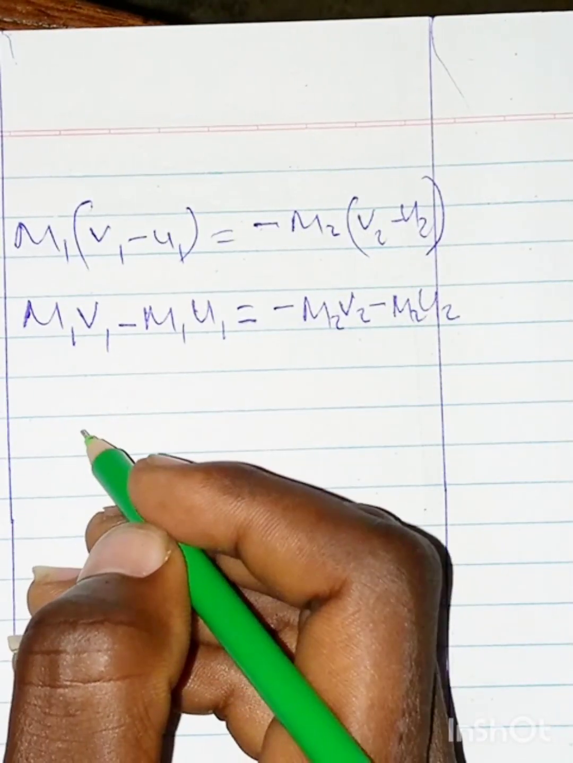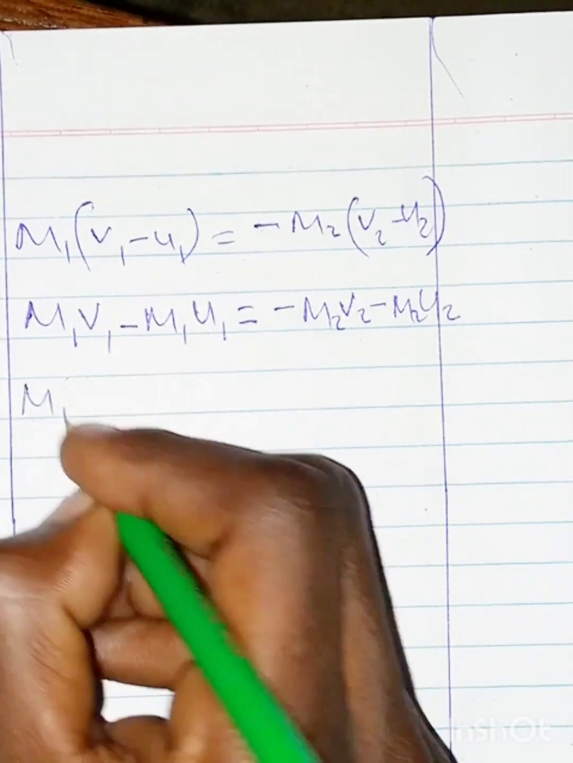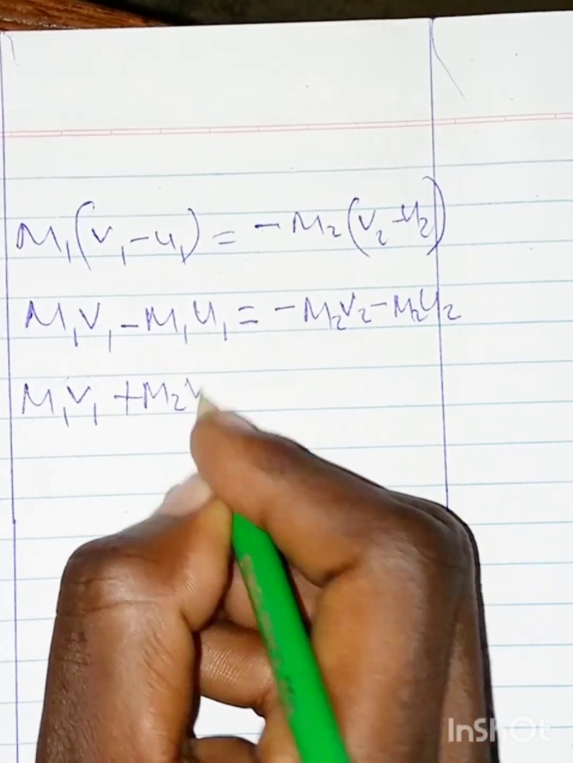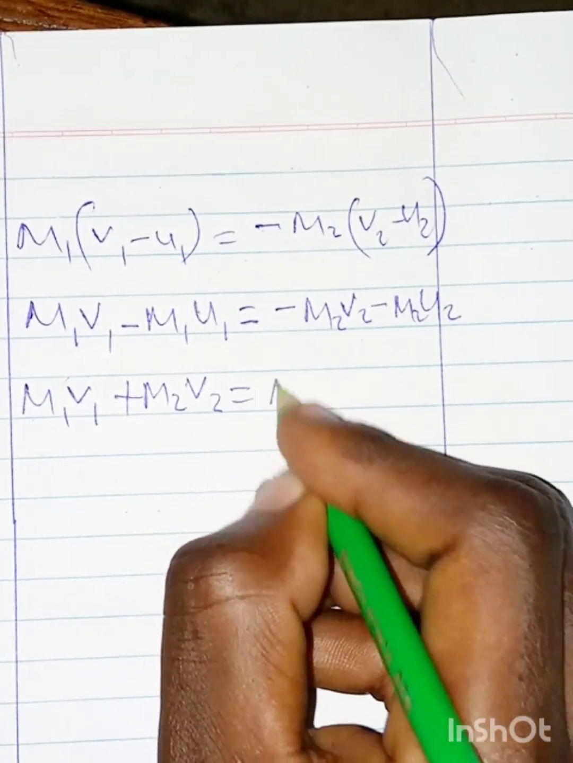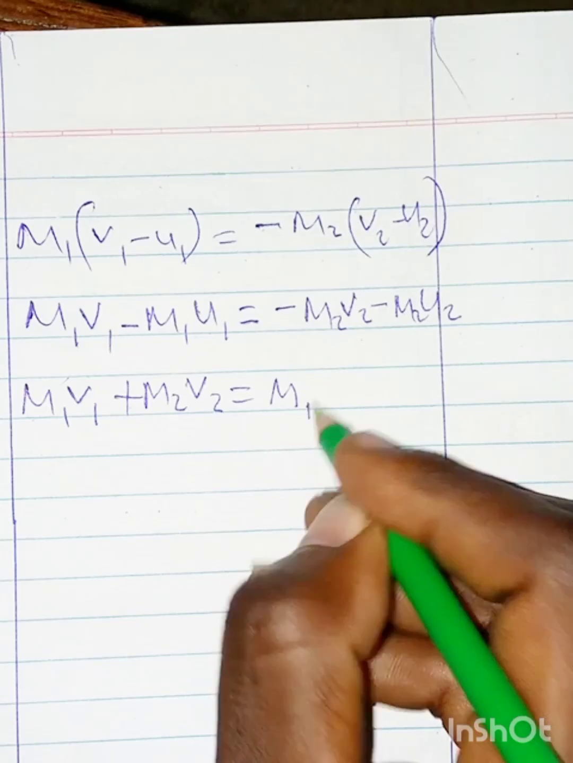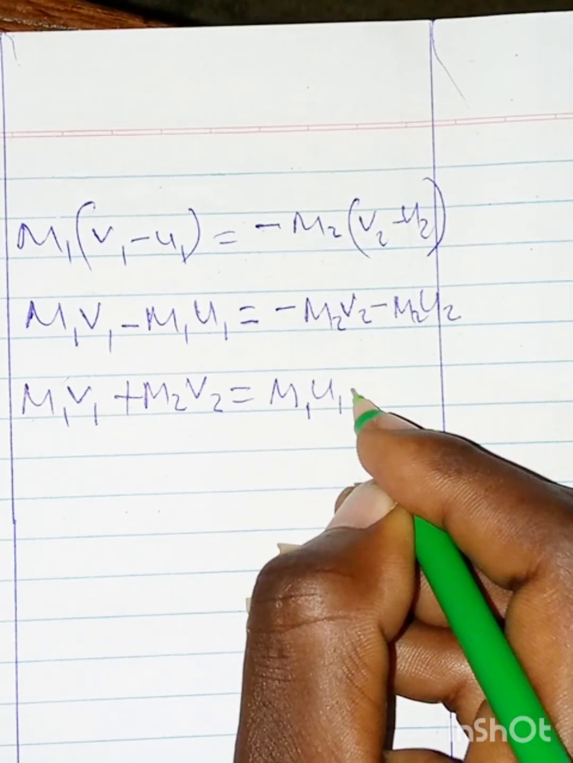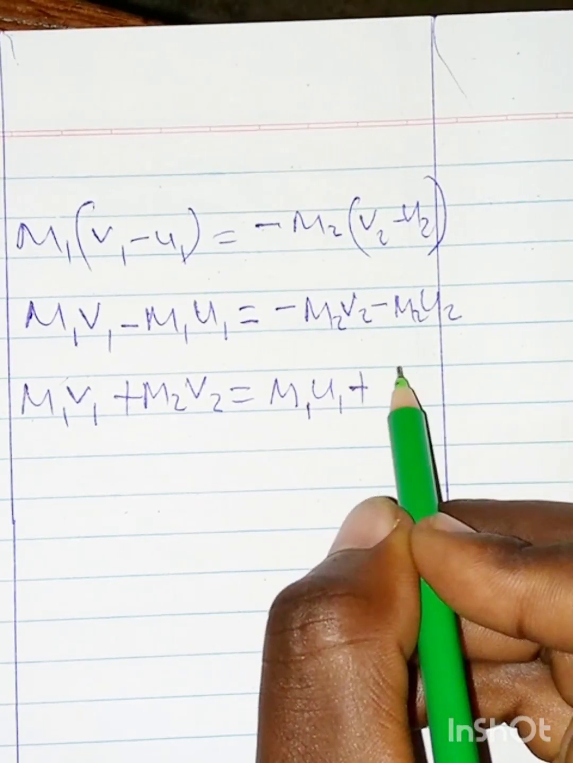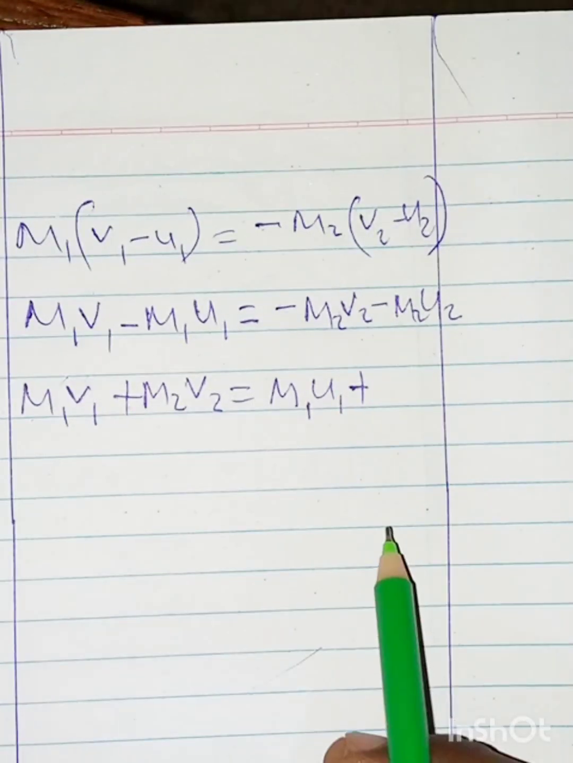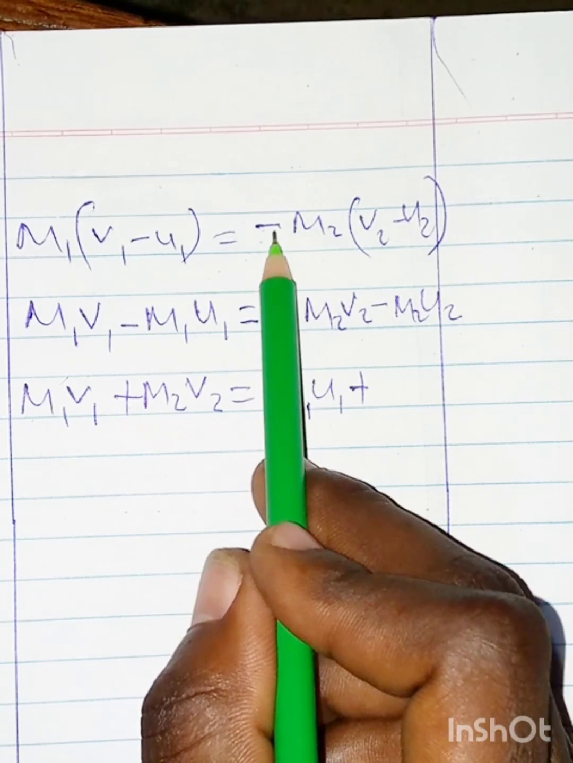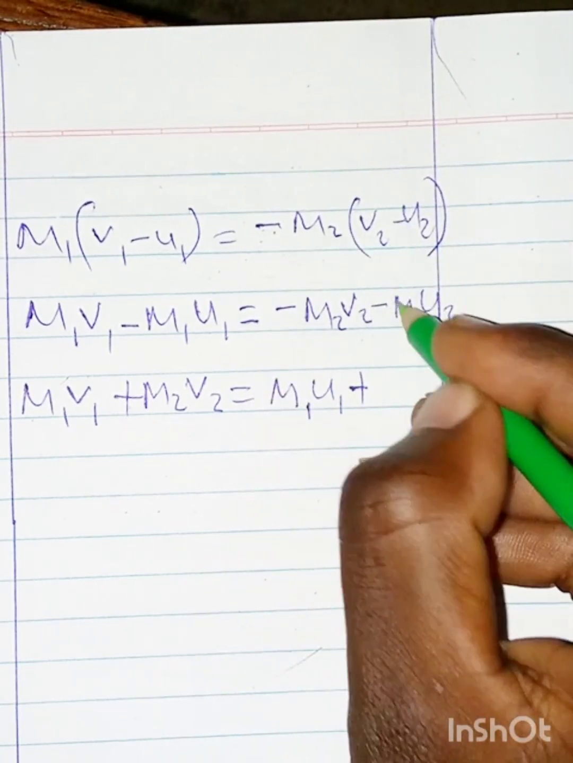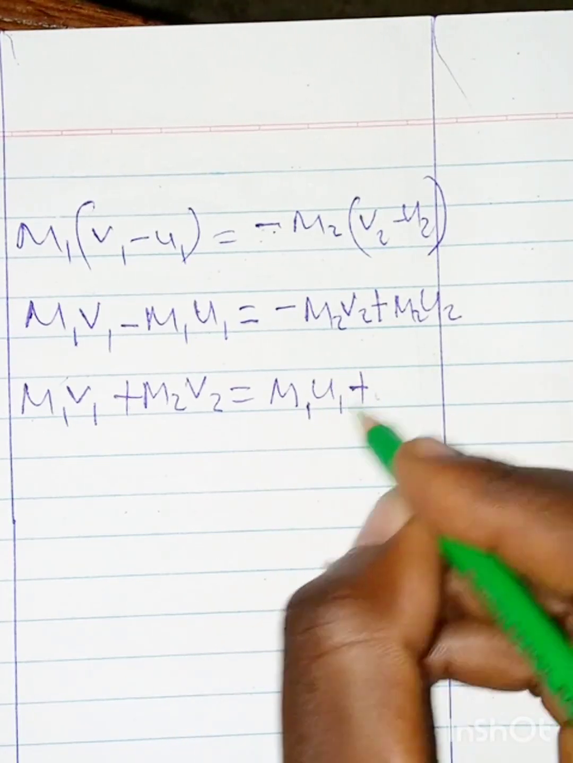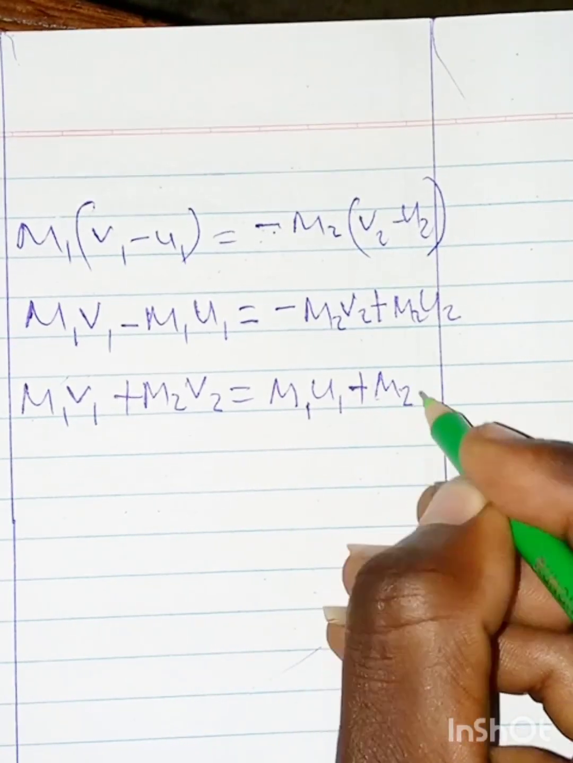Now put the like terms together. It becomes m1 v1 plus m2 v2 equals m1 u1 plus, oh sorry, here we have to open the brackets. Here it becomes positive, plus m2 u2.